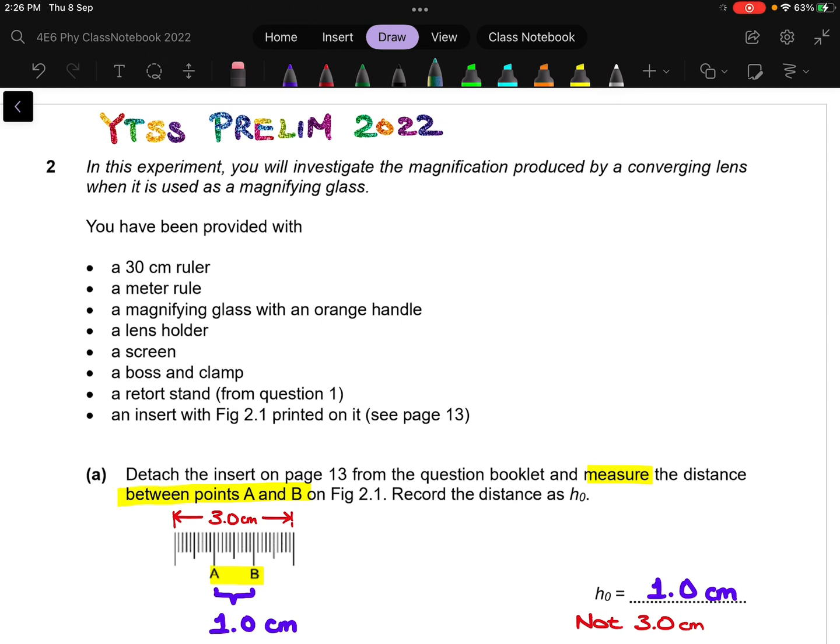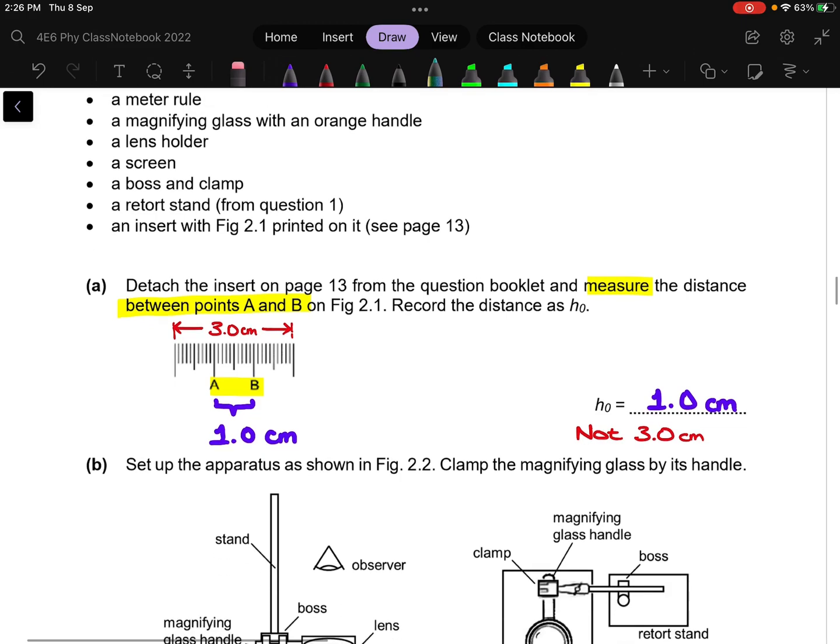Okay, in this video, I will be covering the YTSS Prelim 2022, the practical. So this is Q2. For Q2, the most important part is actually on how to check whether one value agrees with another value. What is the acceptable tolerance that we can accept to say that these two parameters are the same?